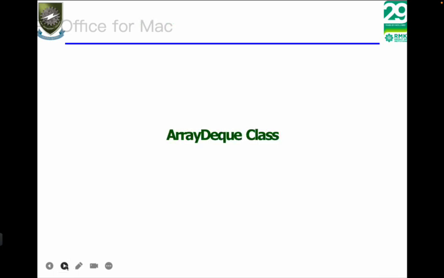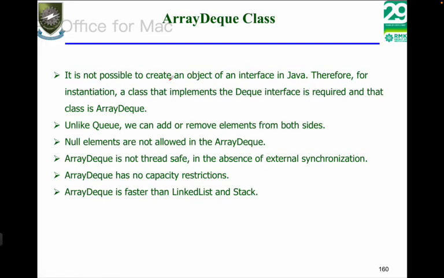Now, whenever the DQ is an interface, it is not possible to create an object without implementing the interface. So we go for a class called ArrayDQ. ArrayDQ is a class which implements the DQ interface. So whatever criteria have been followed for the DQ, the same follows here. And it is not possible to create an object for an interface, so we implement an ArrayDQ class for implementing the DQ interface.